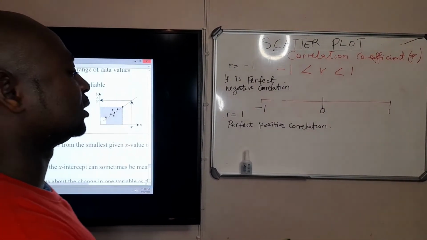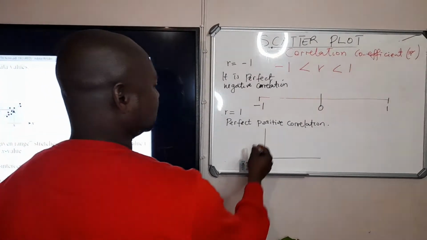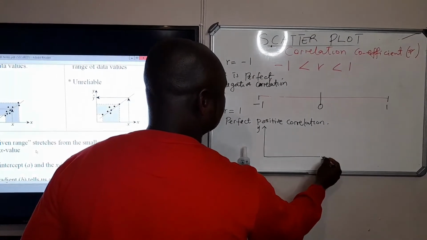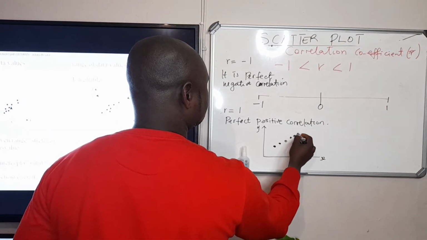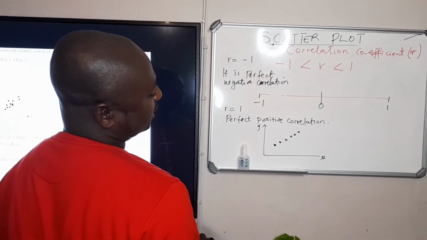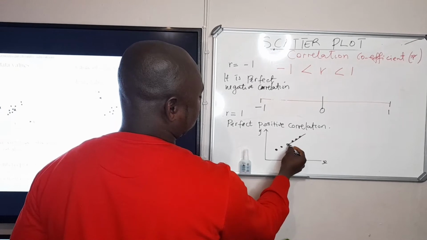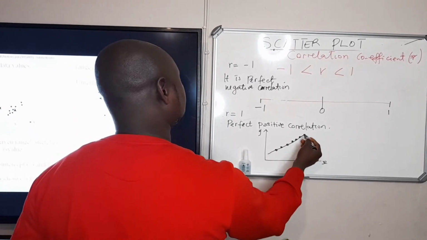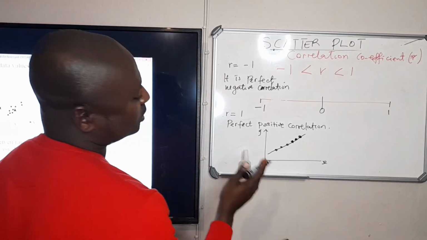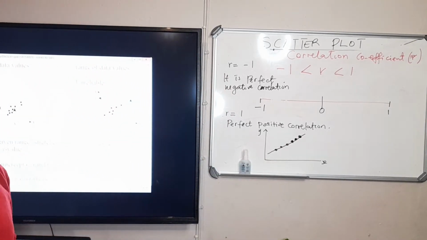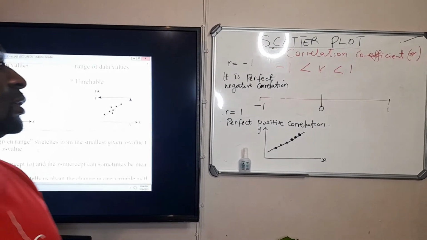What does it mean on the graph? It means that when you have a scatter plot in this form, y and x, let's say you have a point here, point here, point here, point here. When you draw the line of best fit, it goes through all the points. There's no point that goes outside the line. This is perfect positive correlation plotted on the scatter plot.